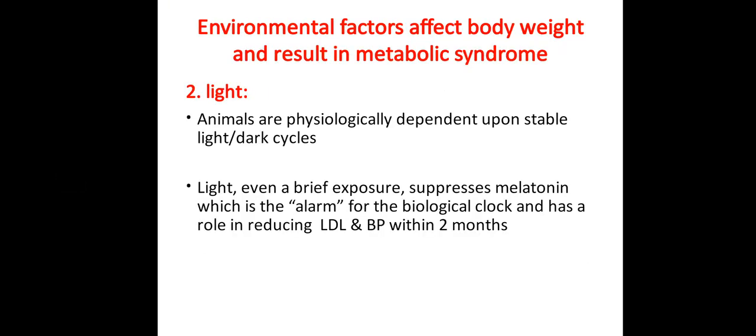Regarding the second environmental factor, light. In animals, physiology is dependent upon stable light-dark cycles, while in humans, light, even a brief exposure, will suppress melatonin, which is the alarm for the biological clock and has a role in reducing low-density lipoprotein and blood pressure within 2 months.